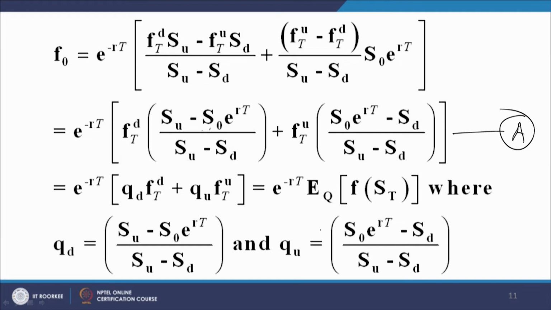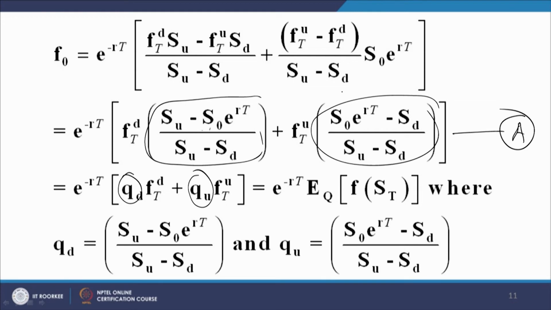Now, we make a substitution. What substitution do we make? We write q d as this expression, and we write q u as this expression. That means, we get this e to the power minus r t outside, and within the square brackets we have q d f t d plus q u f t u, and which we can write as, you will recall, that is something similar to sigma of p i x i.